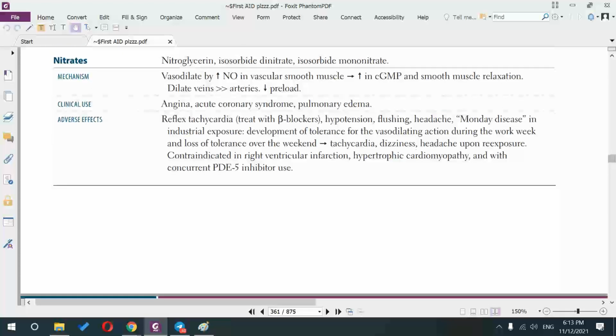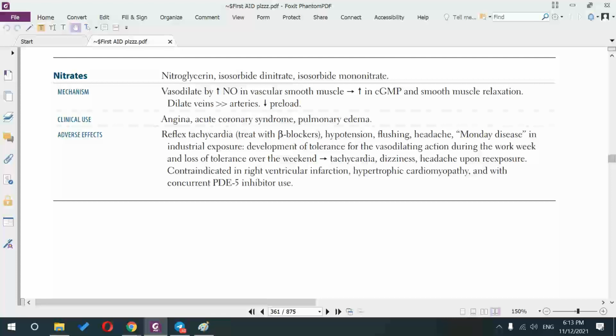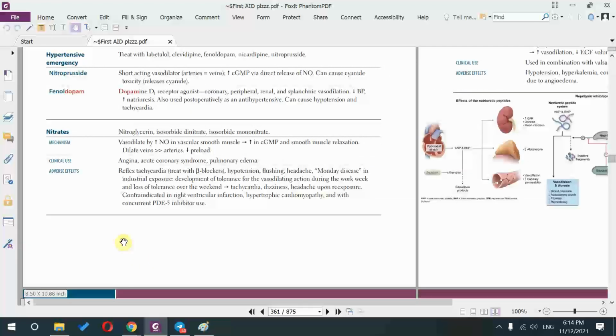Okay, let's speak about nitrates. Do nitrates work more on the arteries or on the veins? Veins, exactly. It works more on the veins. Okay, good. So the stuff that you need to know about nitrates, that in the beginning speaking about nitrates, we have multiple types. We have something called nitroprusside.